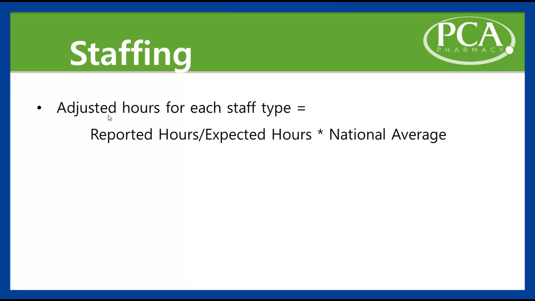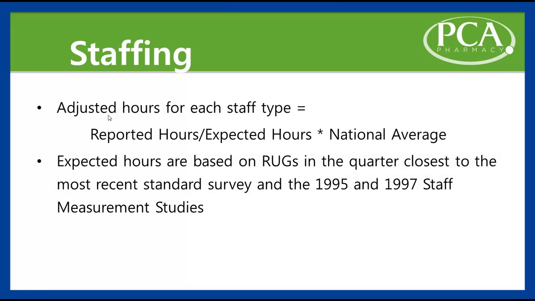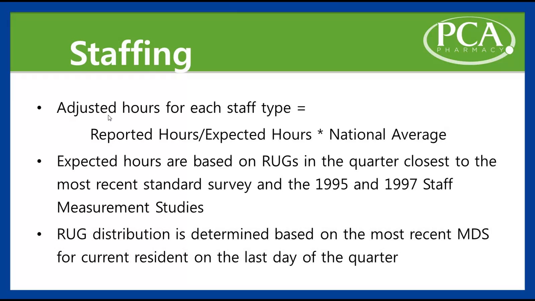The RUG distribution is from the most recent MDS assessment for current residents on the last day of the quarter. A profile is created based on consolidated data from each active resident. An active resident is defined as anyone that does not have a discharge assessment or has an MDS that's been submitted within 180 days. That's what data is used to determine a RUG for each resident.